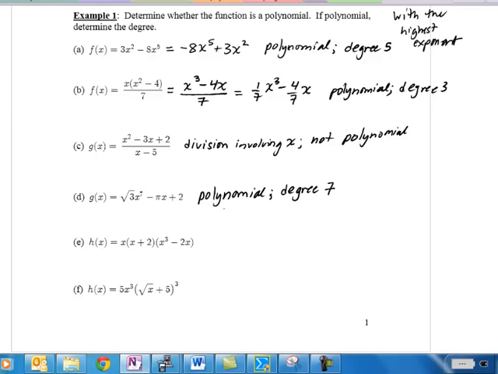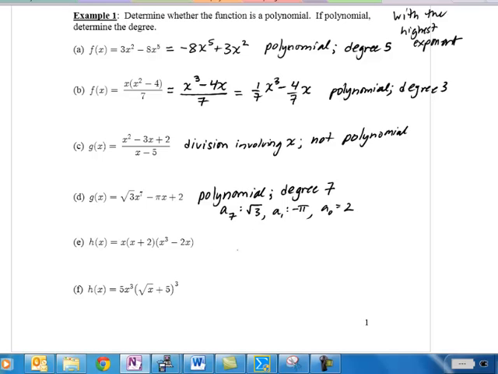If you want to just make a note, a7, the coefficient on x to the 7th, is square root of 3, and a1, the coefficient on x to the 1, is negative pi, and a0 is 2. You don't need to write that by any means, but I just wanted to tie it back to the notation from the definition since I hadn't done that yet. All right.